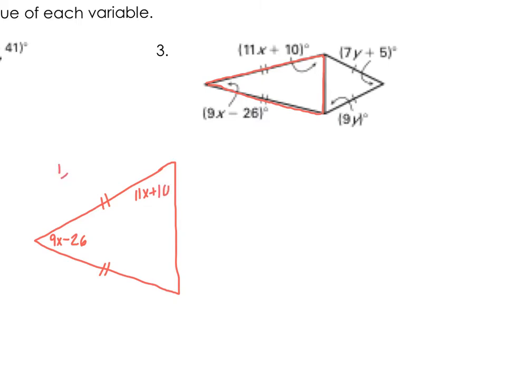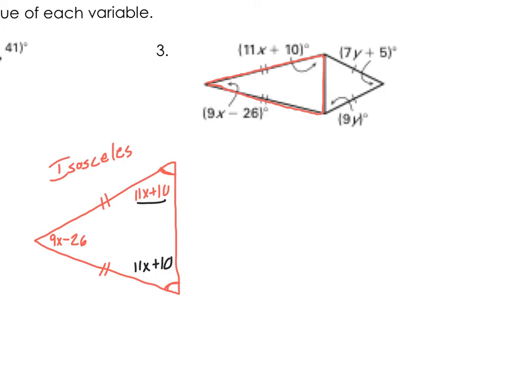So once again, I know that I'm dealing with an isosceles triangle. I have two sides that are congruent. So that tells me that my base angles, this angle and this angle, those two are congruent. Since I already have an expression for this angle, I'm going to put that expression down here as well for this base angle. Okay, so now I have an expression for each one of my angles in this triangle.